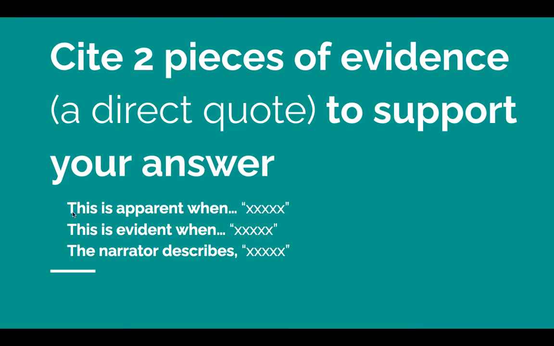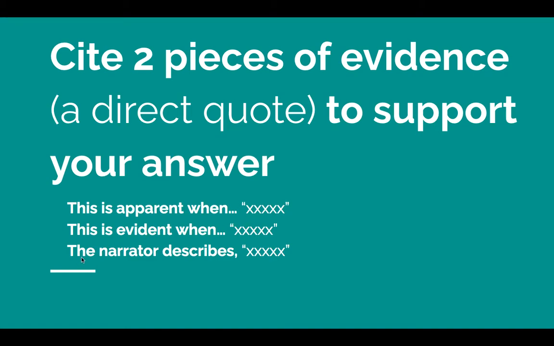So I like to use sentence starters like, this is apparent when, right? The fact that it is a character versus self conflict is apparent or obvious or evident when, and then you put the quote of the character. Felix says, or thinks to himself, boy, this is going to be hard to fight Antonio, right? And you put a direct quote here.